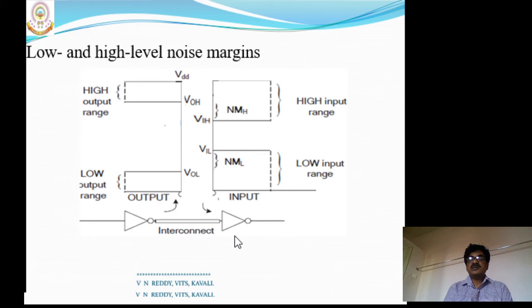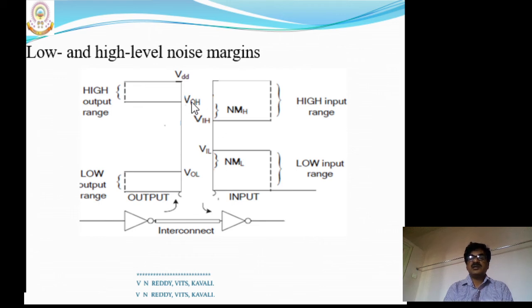To recognize the output of the first inverter as a correct value by the second inverter, the output voltage of the first inverter must be in the range of voltages of the second inverter input. Otherwise, you can get error values.